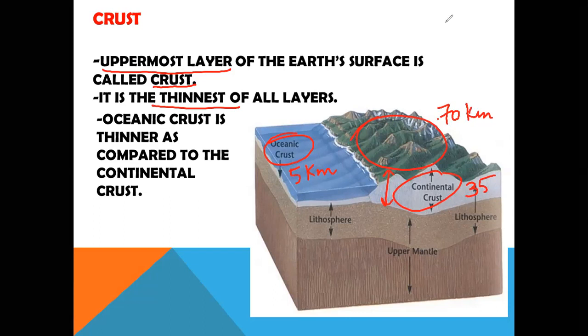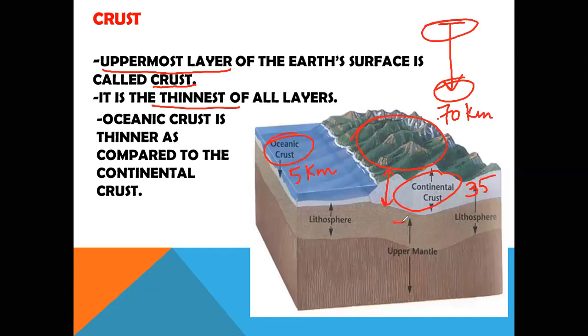As we move towards the core, the density increases. So, the core of the Earth has the highest density, whereas the uppermost layer called crust has the lowest density. And since continental crust is about 35 kilometers thick and oceanic crust is about 5 kilometers thick, oceanic crust is thinner as compared to the continental crust.